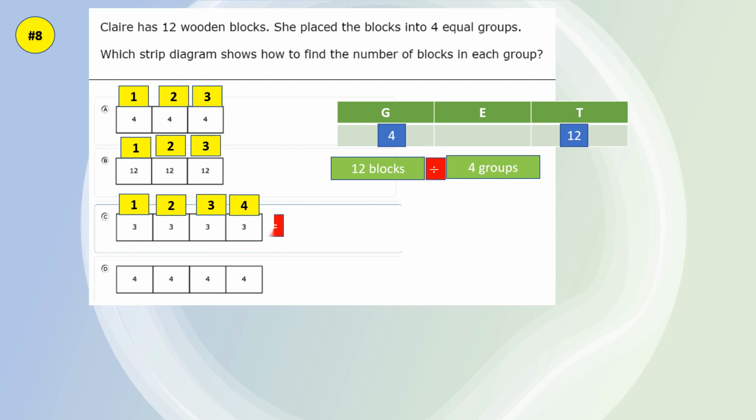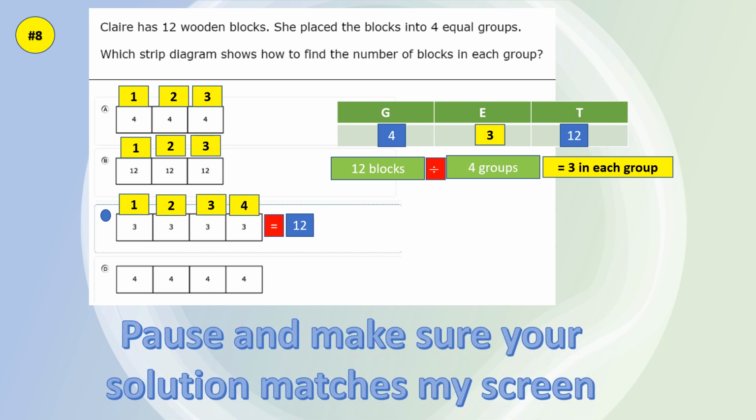That means I have 3 in each group. Ha! That's my answer. So I'm going to complete my chart and my equation. I've already written equals 3 in each group. I'm going to write the number 3 under E for each. And I'm going to bubble in the answer C. Now, if you need to pause your video and make sure that your solution matches my screen, go ahead and do so now.